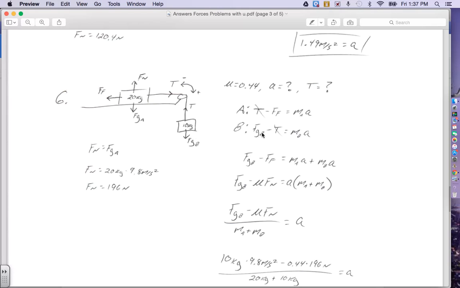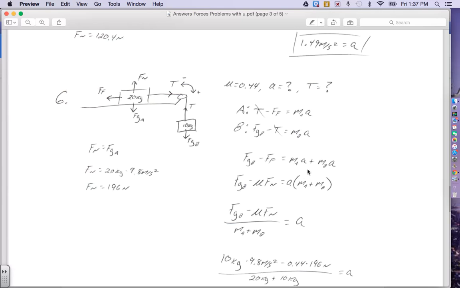We have a simultaneous equation. We're going to add these two up, and my tensions will cancel. There's a positive tension, there's a negative tension, and they will go away. That's going to leave me with force of gravity B. It's still positive because it was positive in the equation. Minus force of friction, it was minus in the equation, so it's still negative or minus down here. And that's going to equal the two masses times accelerations added together.